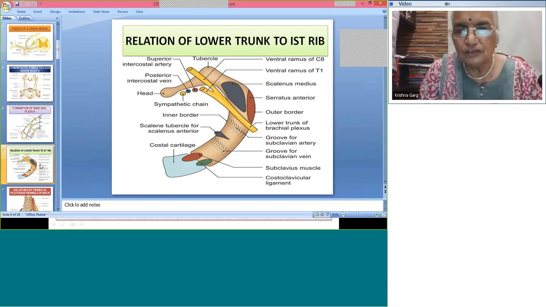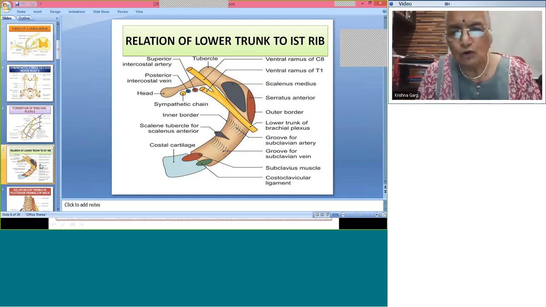Some of the relations of the trunks: the ventral ramus of C8 and the ventral ramus of thoracic 1 nerve form the lower trunk of the brachial plexus, and it lies in a groove on the upper surface of the first rib. The first rib is placed horizontally, and it has an inner border and an outer border, and a tubercle for the insertion of scalenus anterior muscle. Behind that is a groove for the subclavian artery and the lower trunk of the brachial plexus, and in front is a smaller groove for the subclavian vein.